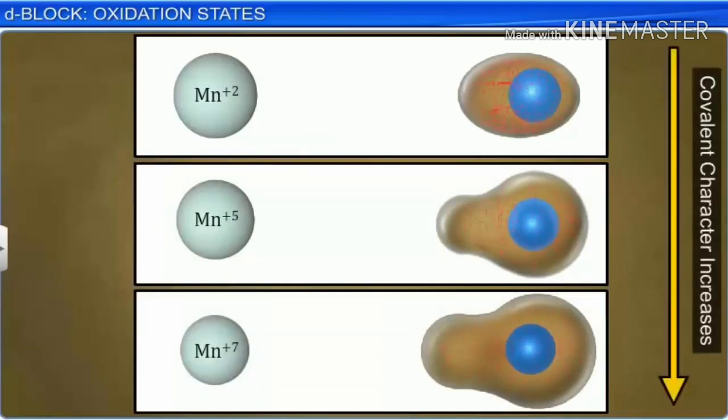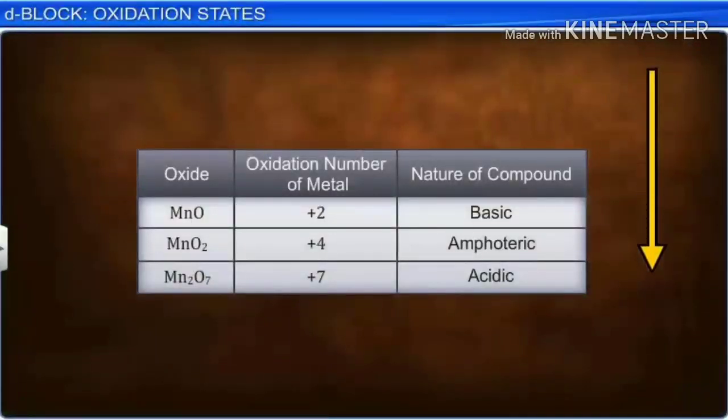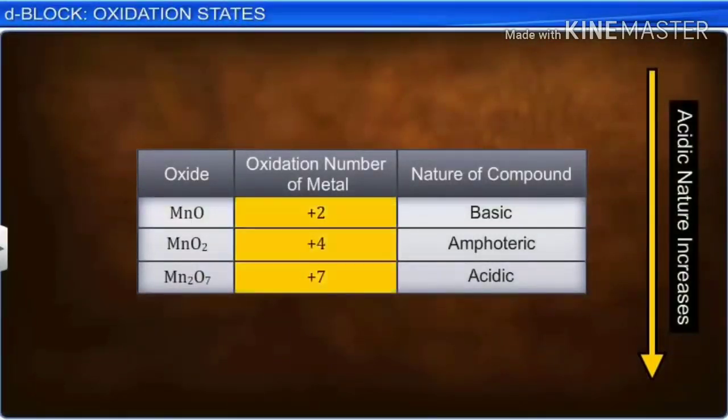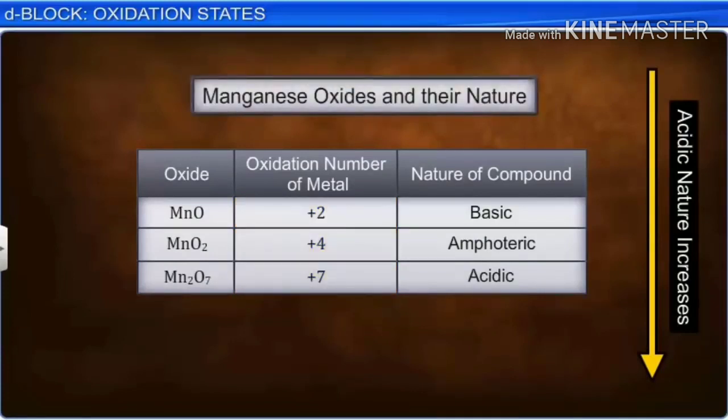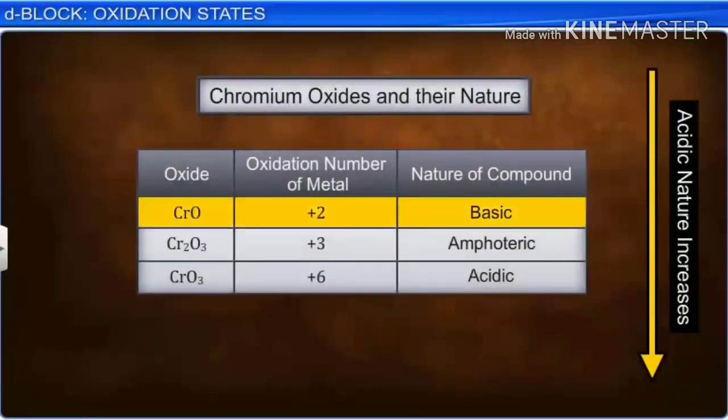The acidic nature of the oxides increases with an increase in the oxidation state of the transition element. For example, manganese 2 oxide is basic, manganese 4 oxide is amphoteric, while manganese 7 oxide is acidic in nature. Similarly, chromium 2 oxide is basic, chromium 3 oxide is amphoteric, and chromium 6 oxide is acidic.